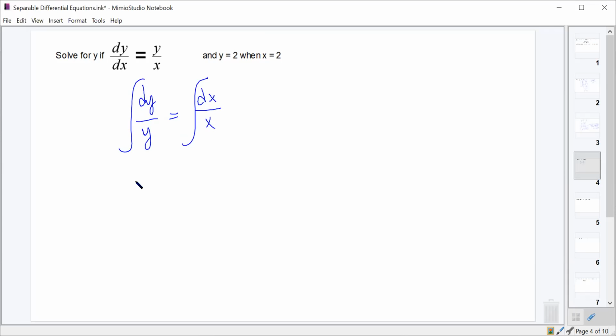What do we get on the left? Natural log of the absolute value of y. Oh, sorry, I wrote an x there, of y. And it should equal what? Natural log of the absolute value of x plus some constant.